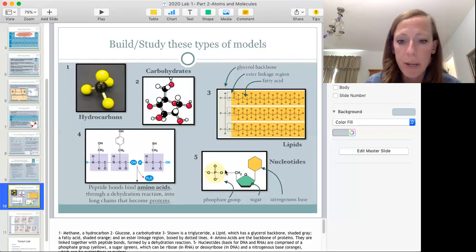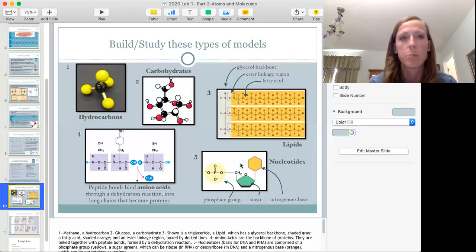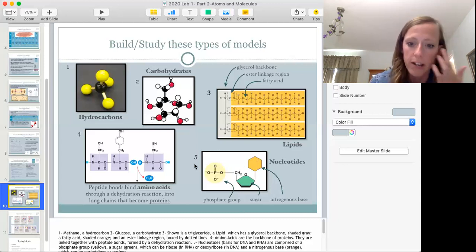And the last picture I have here is a nucleotide. So these are the building blocks for DNA and RNA, and that includes a phosphate group, a sugar, and a nitrogenous base. Now we can't expect you to build these, they get too big, but if given a picture, you should be able to recognize that this is a nucleotide and it's the basis for DNA and RNA, okay?